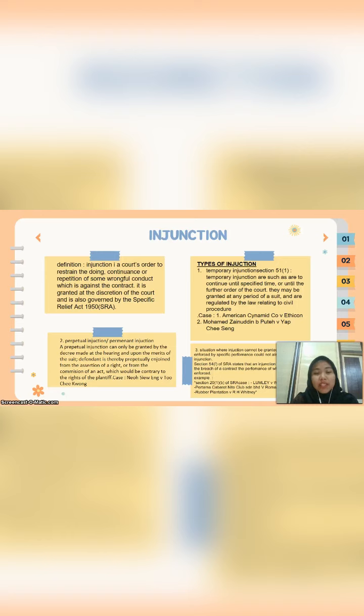For example, we can see this in the case of Lumley versus Wagner. In this case, an opera singer contracted to sing for L at the theatre for 3 months and promised that she would not sing elsewhere during that period without L's written permission. W later agreed to sing for C at Covent Garden for a larger payment and abandoned her contract with L. After that, L sued W for specific performance.